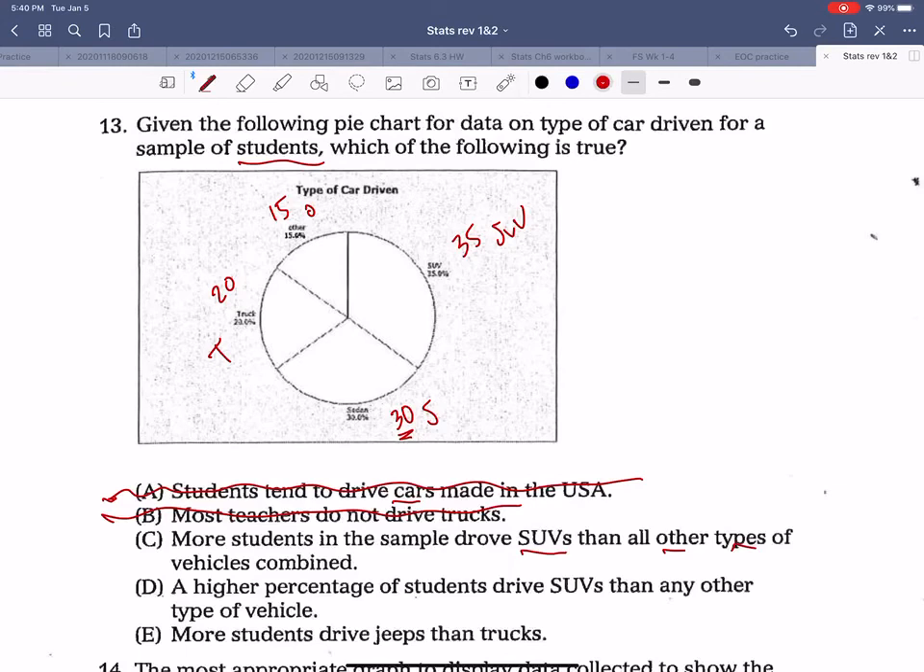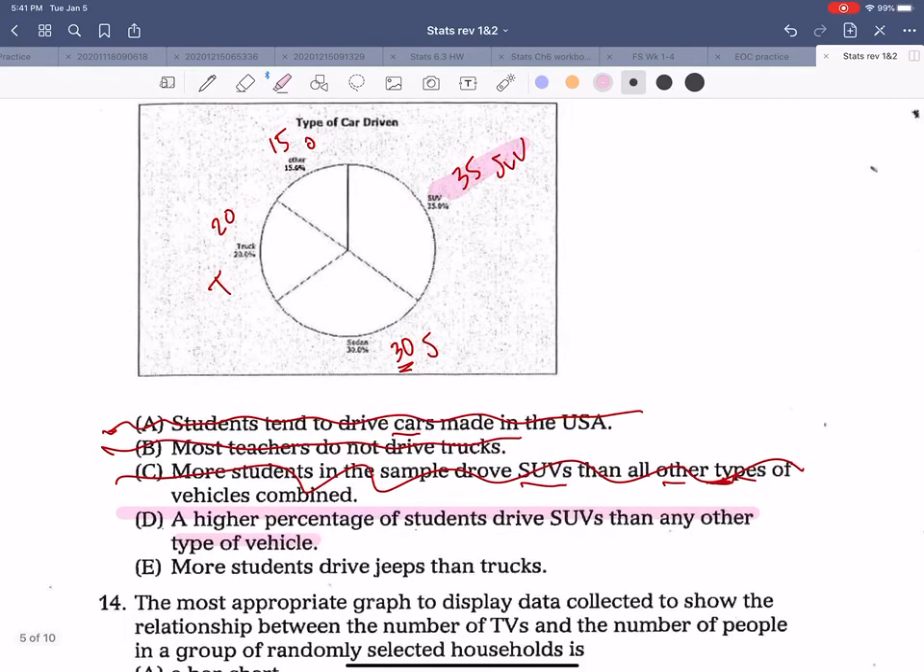That's interesting. More students in the sample drove SUVs than all other types of vehicles combined. No, not all other types combined. See, if I combine these, then truck and sedan combined is more than that. So yeah, I'm definitely eliminating C. D, a higher percentage of students drive SUVs than any other type, and that's true. It was the number that was the highest of any number by itself. More students drive Jeeps, and we don't have that info.